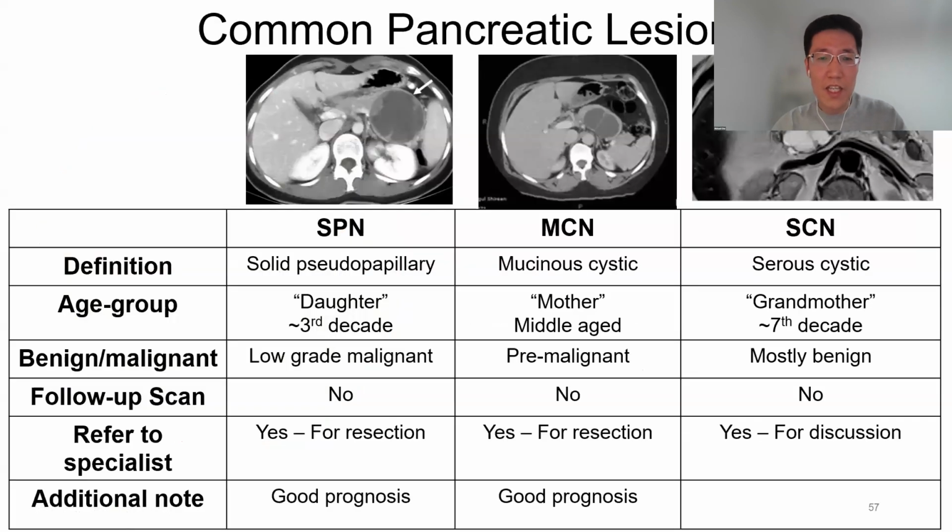I'm just going to put it all into a table. So I'm sorry to use female names, because what we see is these lesions are mostly seen in female patients. So the solid pseudopapillary are called the daughter lesions, the mucinous are the mother lesions, and the serocystic are the grandmother lesions. These two are low-grade malignant or pre-malignant, and they should be resected with good prognosis, and these can be left alone. But if the patient wants to have a discussion, then refer to a specialist.